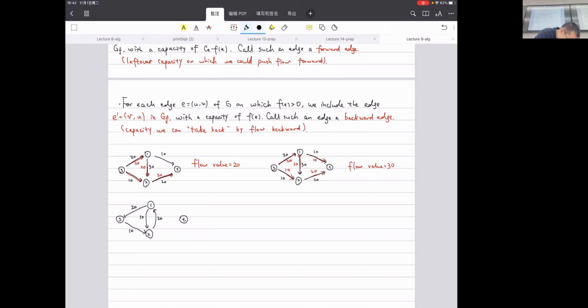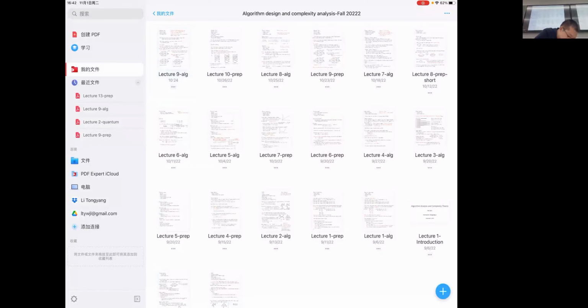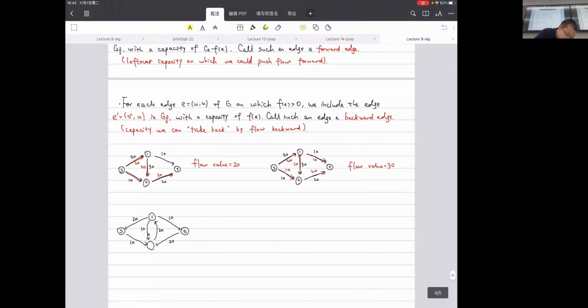Then for the edge from 1 to T, it is intuitive that you are still going to have an edge with 10. And for the edge 2 to T, you have run out of the capacity of 20. You don't have any forward edge here, but you have a backward edge with capacity 20. So let me mark this as the residual graph.